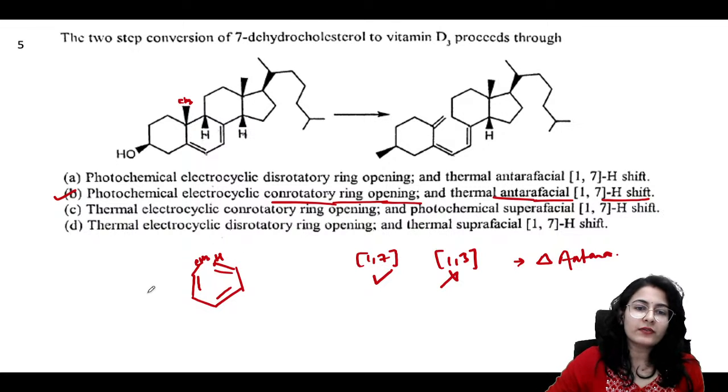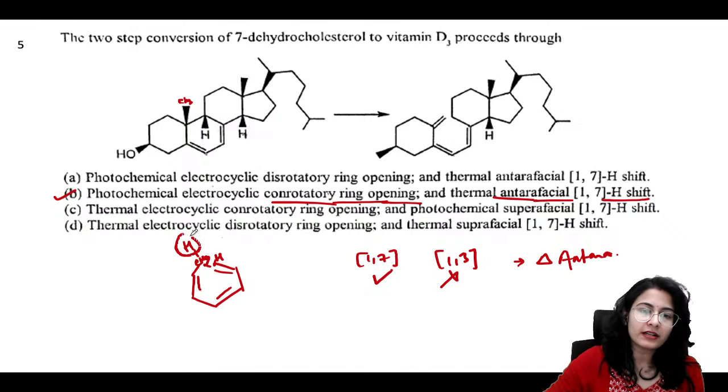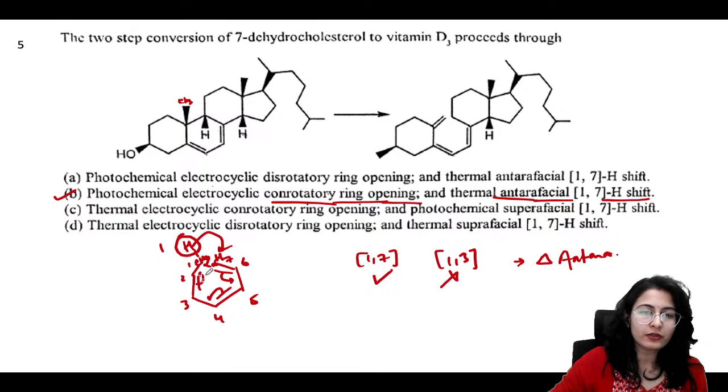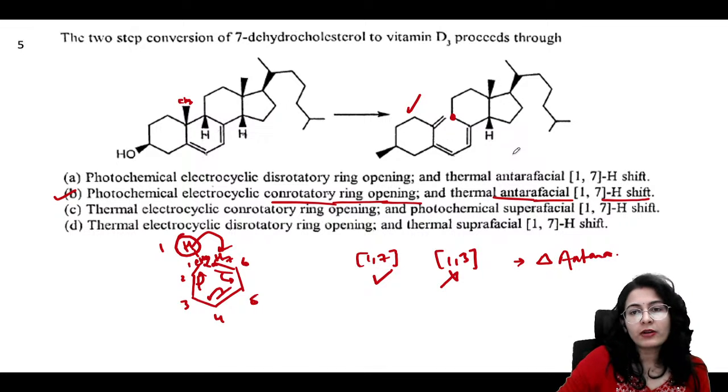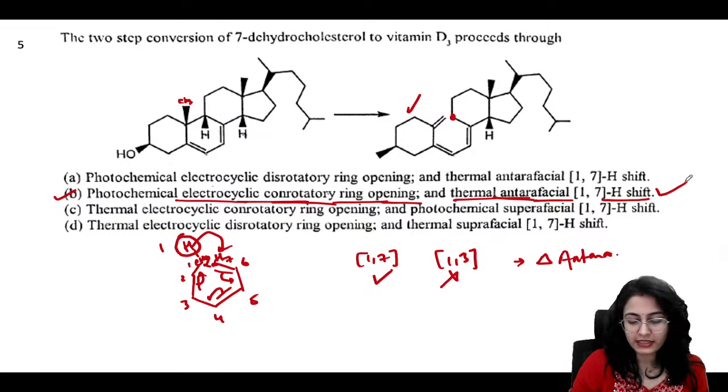So what will happen? This CH3 is going, we are just going to write a hydrogen like this, 1, 2, 3, 4, 5, 6 और ये आ गया 7th carbon. So ये 7th carbon पे jump हो जाएगा and the pi electrons are going to shift like this, such that you are going to get a molecule like this. This hydrogen has shifted over here on the 7th position. Okay, so it is going to be a photochemical electrocyclic conrotatory ring opening and thermal antarafacial 1,7 shift. Okay, B is the correct answer.